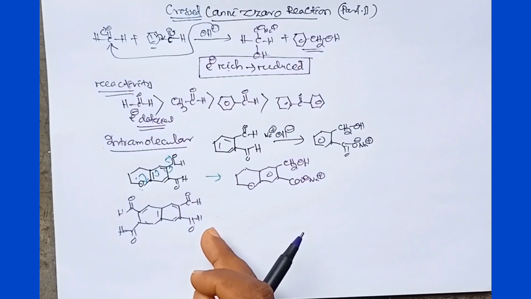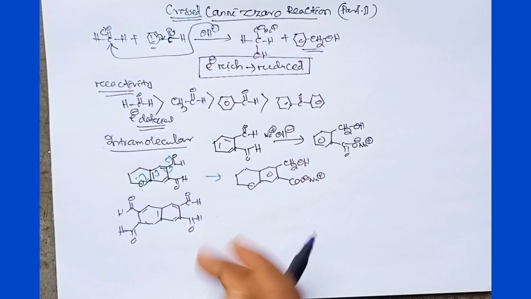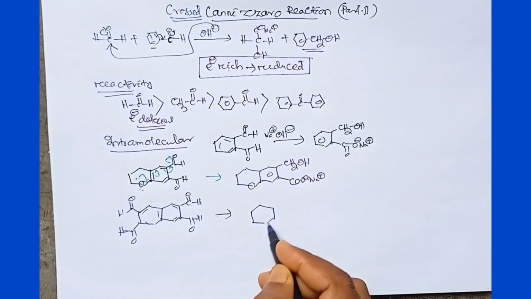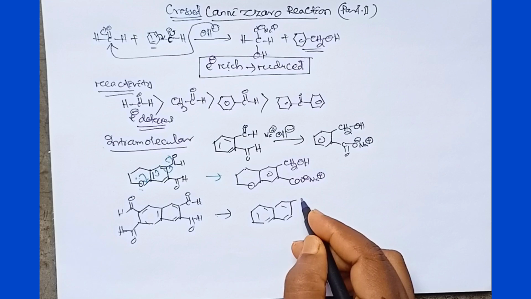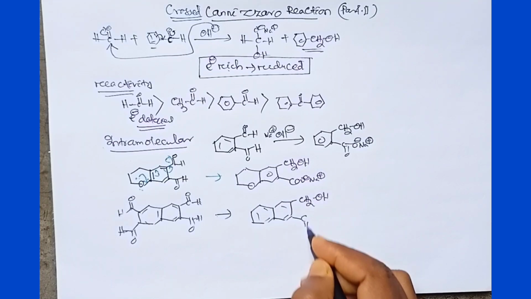So definitely the hydride shift will be more comfortable when both the aldehyde groups are a little bit adjacent. I am saying comfortable, I am not saying possible or impossible. So it is a little bit comfortable if both the aldehyde groups are adjacent to each other. So out of these two aldehydes, one will be reduced, the other will be oxidized. So let's write the oxidized and reduced product.